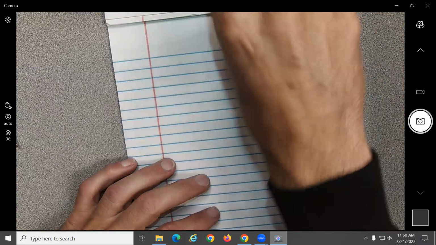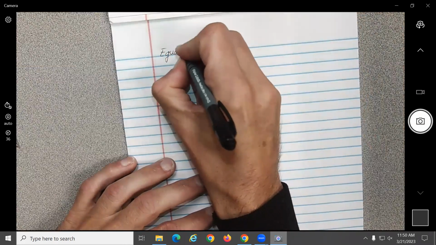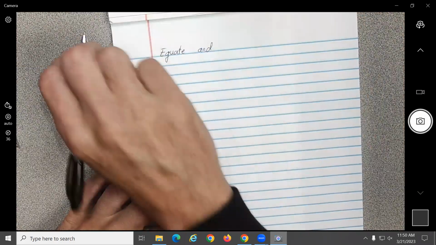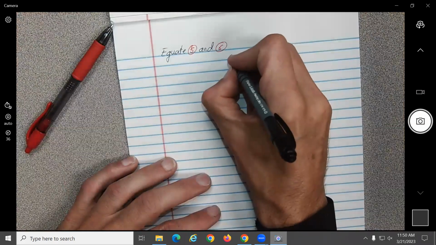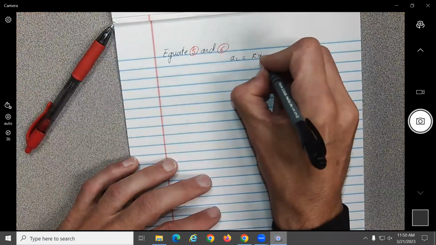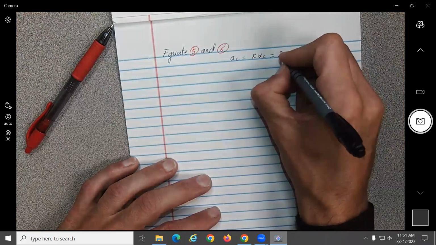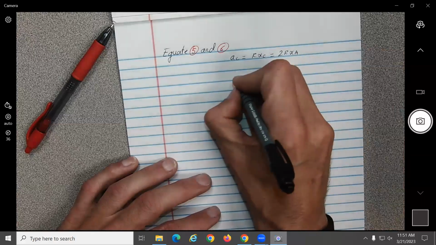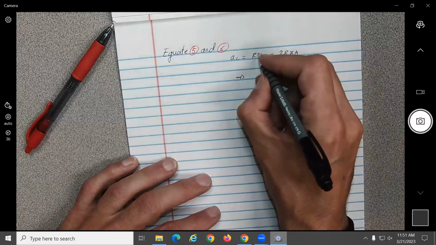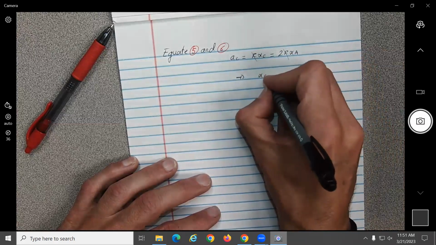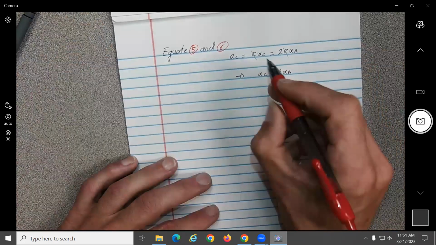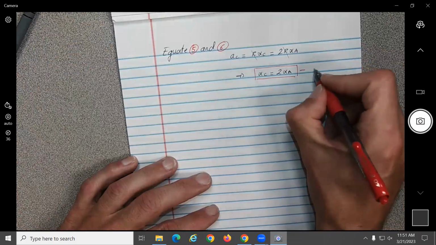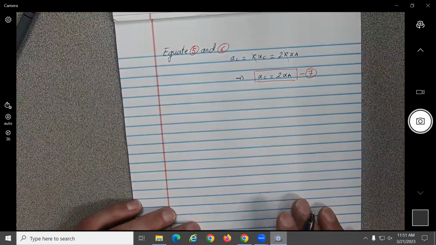You think about it? Okay, so now we equate, so let's say here, equate 5 and 6, so it will give you A of C equals R alpha C equals 2R alpha A, or I can just write here, alpha C will be equal to 2 alpha A. And this should be our equation 7.